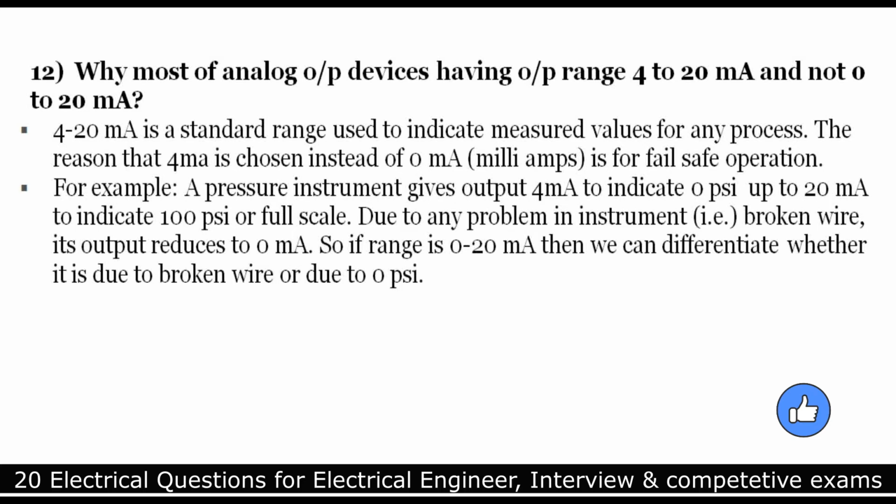4 to 20 milliamps is a standard range used to indicate measured values for any process. The reason that 4 milliamps is chosen instead of 0 milliamps is for fail-safe operation. For example, a pressure instrument gives output 4 milliamps to indicate 0 psi up to 20 milliamps to indicate 100 psi or full scale. Due to any problem in the instrument, that is a broken wire, its output reduces to 0 milliamps.